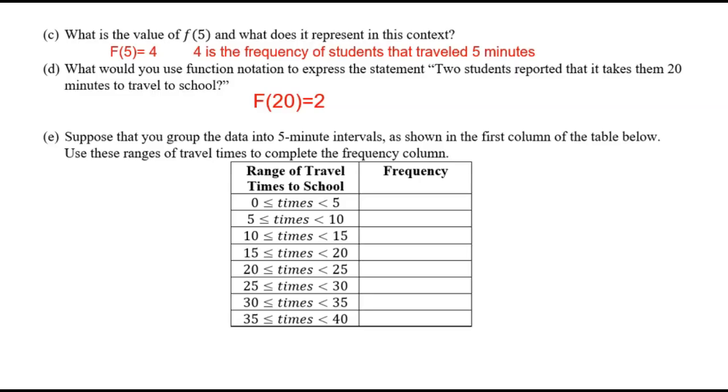The next part, part E, is the most important part because this skill is what's going to allow you to complete the yellow packet. Okay? Where we group the data. And how did I find the numbers that go here? Do you remember?